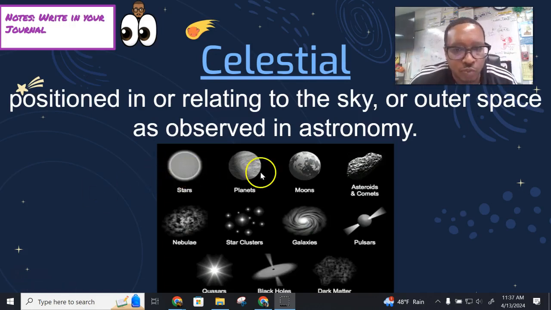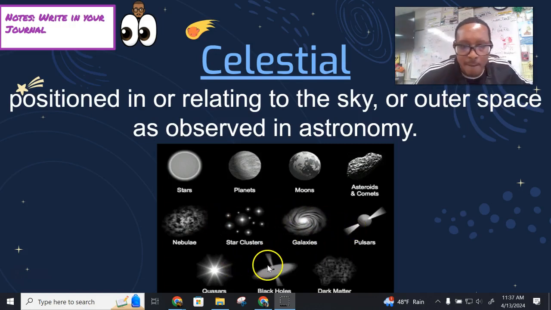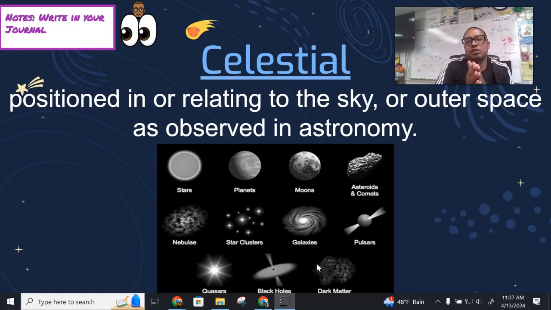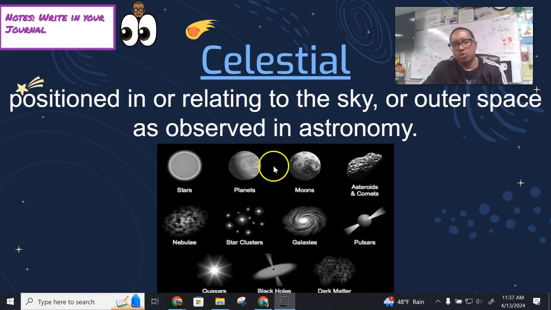So it could be stars, planets, moons, asteroids, comets, nebulas, star clusters, right? So a cluster of stars that are close together, galaxies, pulsars, quasars, black holes, dark matter, anything that is out there, right? That is a physical object that we can observe out there in space, that would be considered a celestial object, okay? So cool. We currently live on a celestial object, right? And we call that celestial object Earth. Cool. So hopefully everyone's cool with all of that.